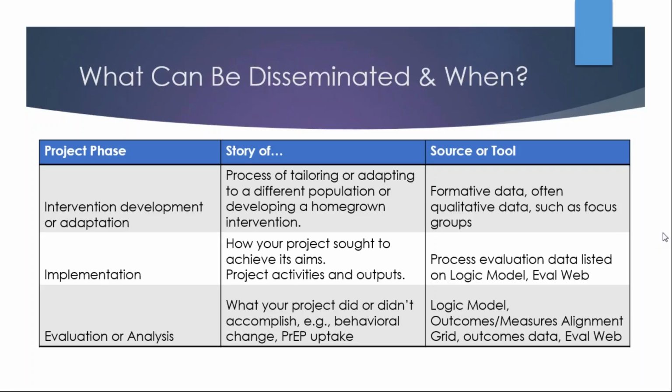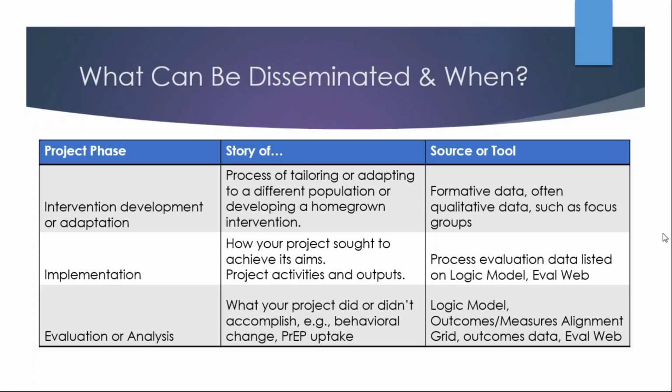And for the analysis or the traditional evaluation phase, you might have access to a lot more outcomes data. So this will be about what you did or didn't accomplish, such as behavioral change or PrEP uptake, changes in knowledge, behavior, or health outcomes. And this also will be found on your logic model and your outcomes measures alignment grid, including all sorts of data like outcomes data and evaluation web data.